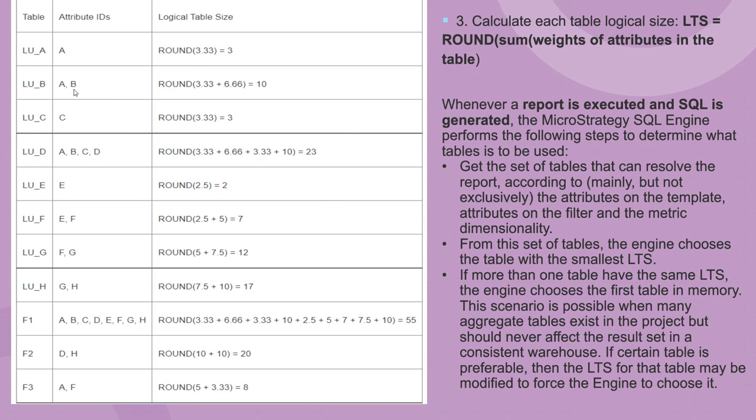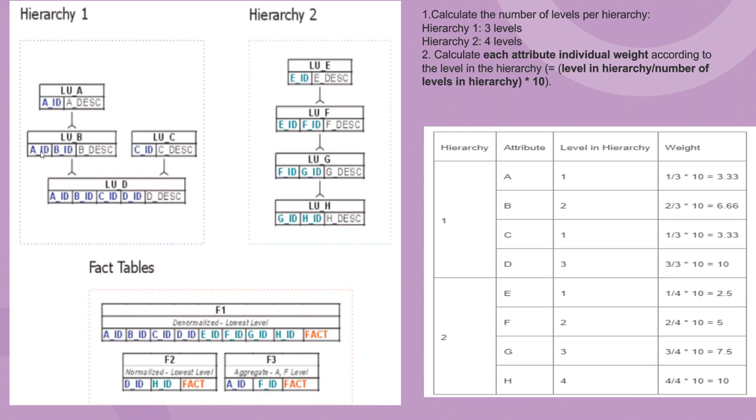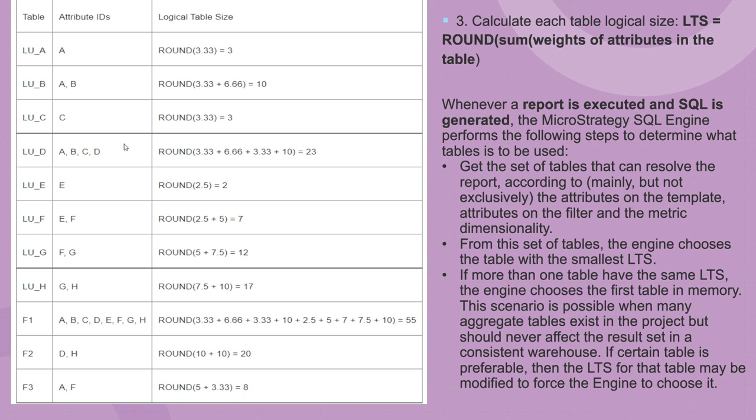Similarly, for lookup table B, you can see that there are two attributes, A and B. So in this case, rounding of 3.33 plus 6.66, which is nothing but 9.99, is going to come as 10. So that's how, if you see here, for each and every single table, whether it's a lookup table or fact table, you get to know what is the logical table size for each table.